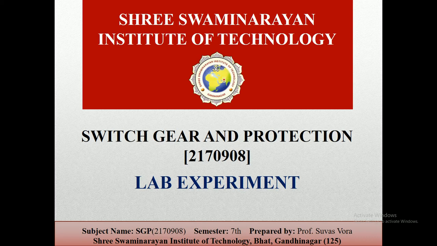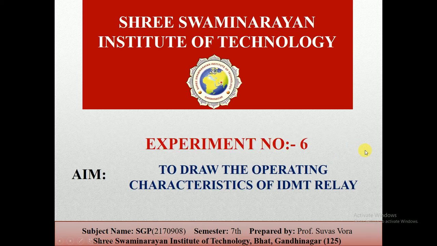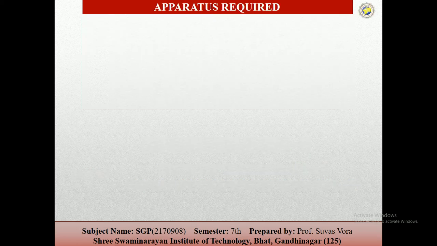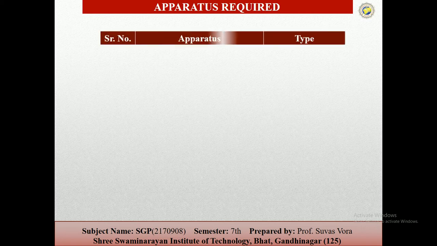Today we start a new lab experiment of switchgear and protection systems. The aim of today's lab experiment is to draw the operating characteristic of the IDMT relay. So now, what is the requirement or equipment required? It means the apparatus required.